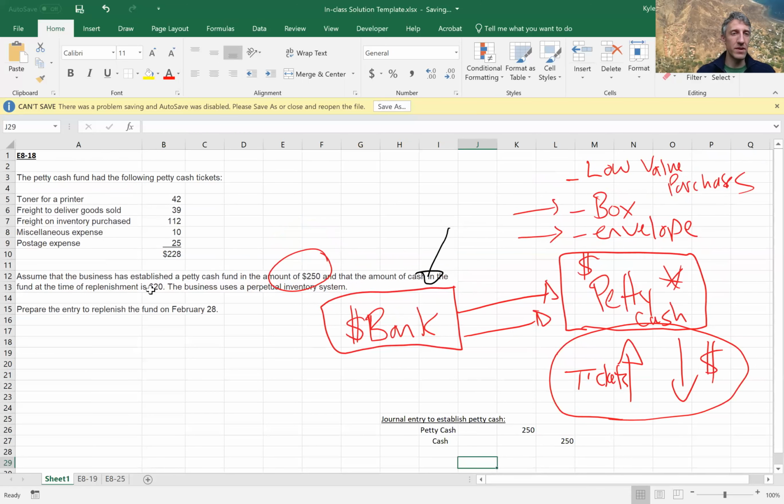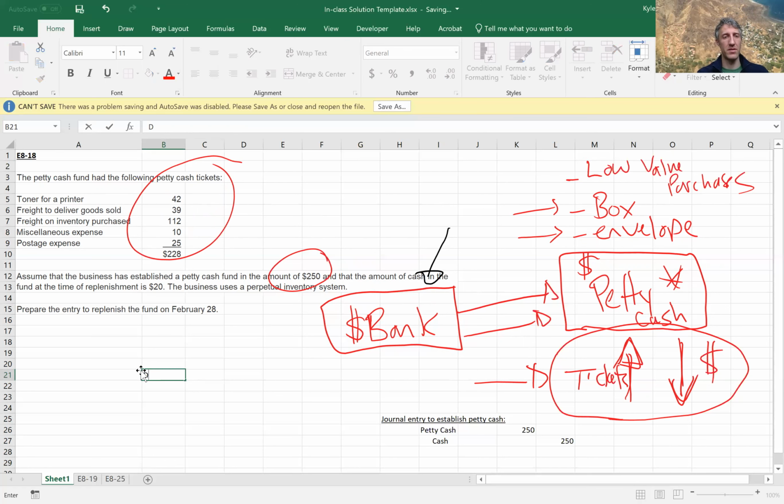So what do we have here? The petty cash fund had the following petty cash tickets. I'm reading the question, it had these tickets and these amounts here, describing this situation. Money went out of petty cash, tickets went in. The tickets tell us what general ledger accounts, or what expense accounts, need to be recognized when we do a journal entry. So I'm going to set myself up a journal entry template.